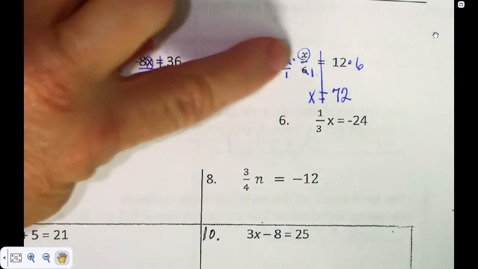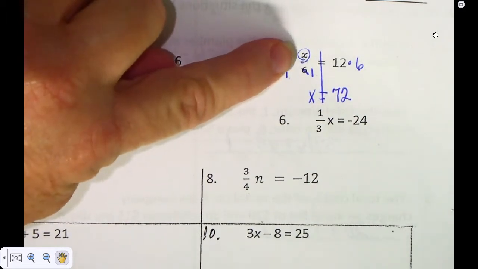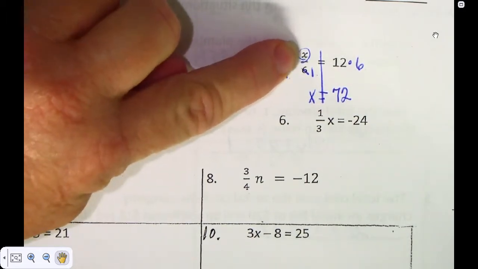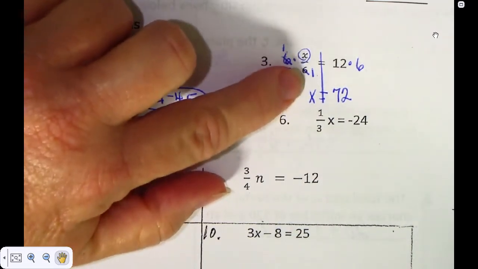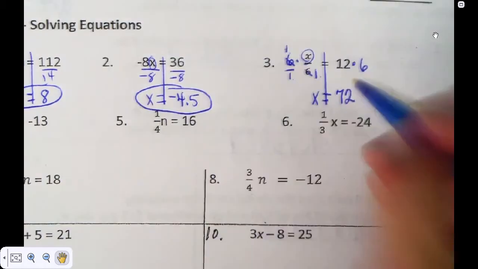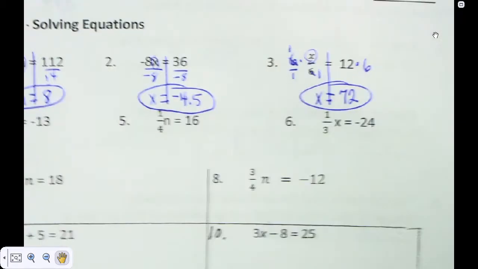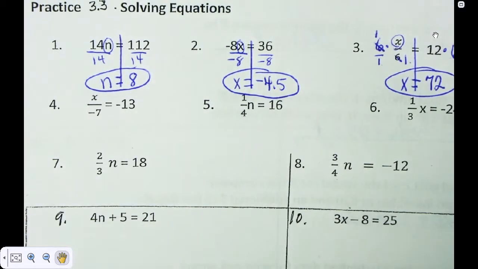Now to go check it. We're going back to the original equation. You're going to go what? 72 divided by 6 equals 12. Good. Circle. We're going on to number 4.